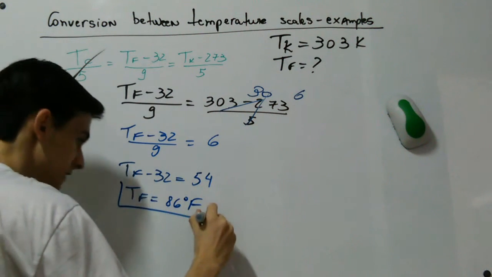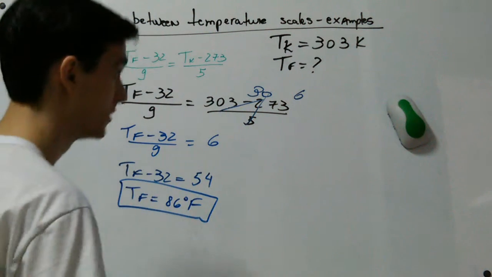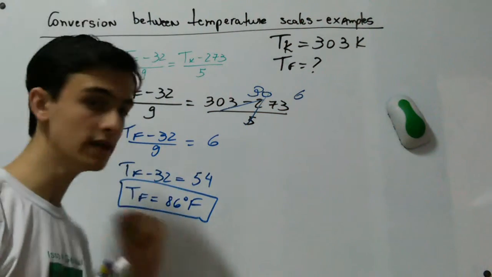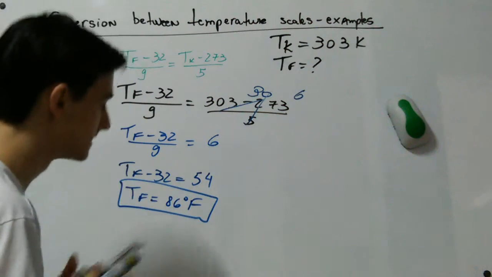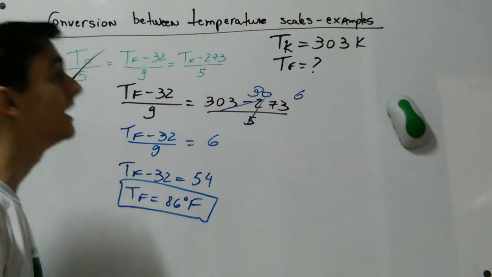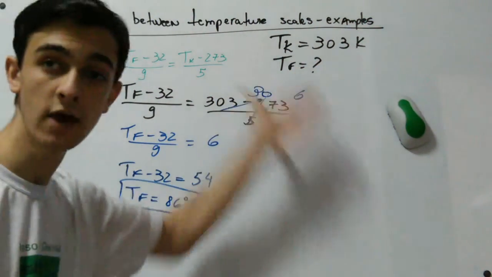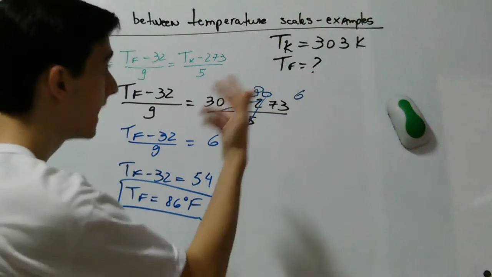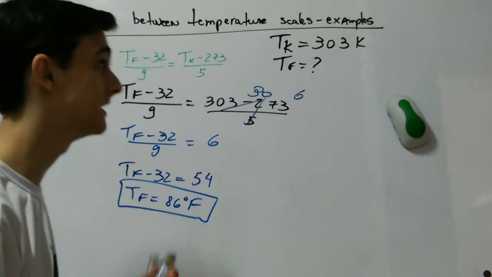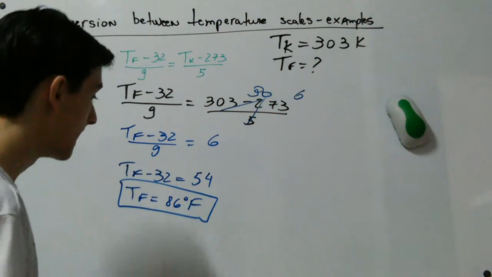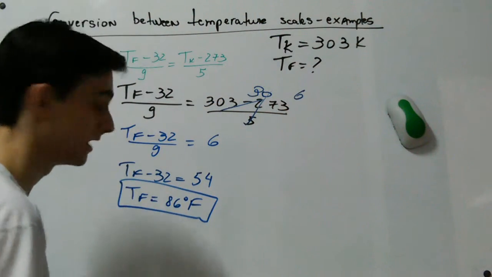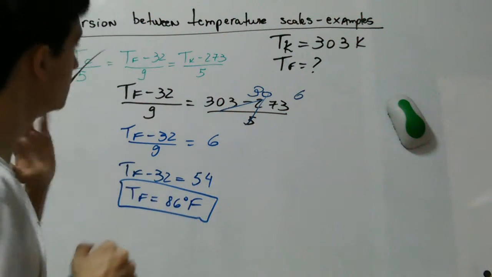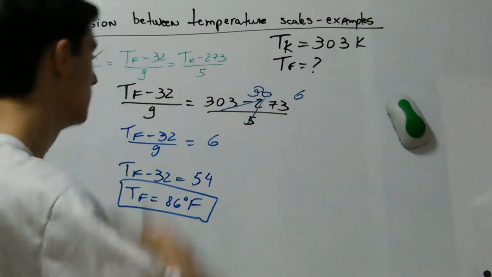So we have just converted a temperature from the Kelvin to the Fahrenheit scale. So when you measure a temperature and it is 86 degrees Fahrenheit, it is 303 Kelvin. A temperature that in the Kelvin scale is represented by the number 303 is represented in the Fahrenheit scale by 86 degrees. So this is the first example. Let's do the second one.